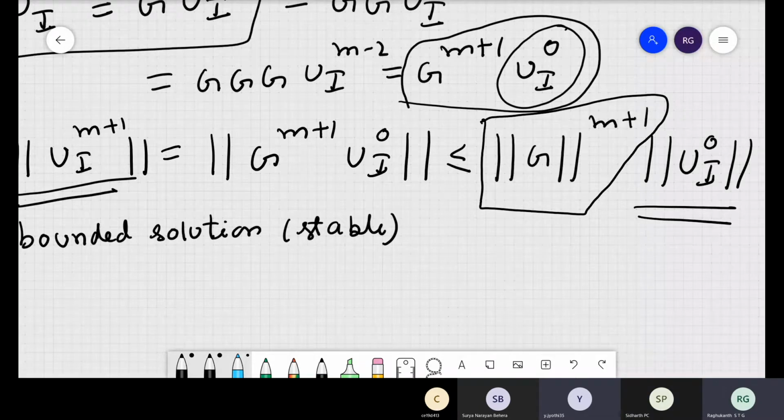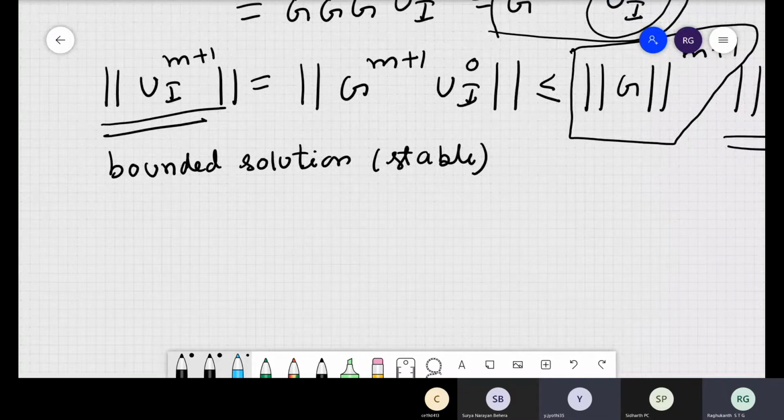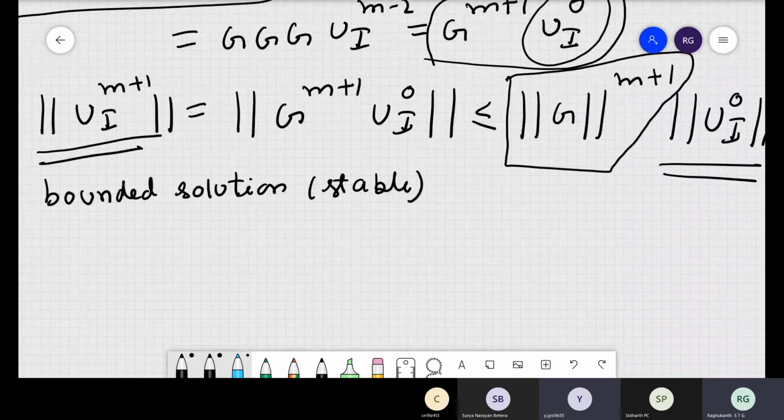No, see why it should be less than 1? Suppose it is more than 1, what happens? Suppose it is 2, what happens? Because you are multiplying 2 into 2 into 2 into 2, the solution automatically grows up.